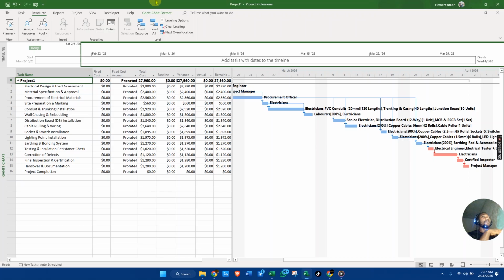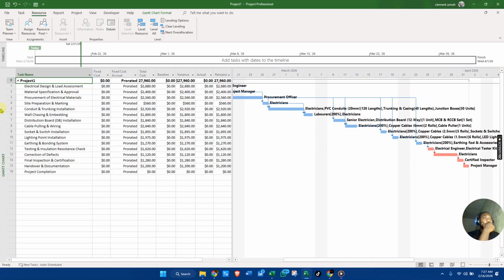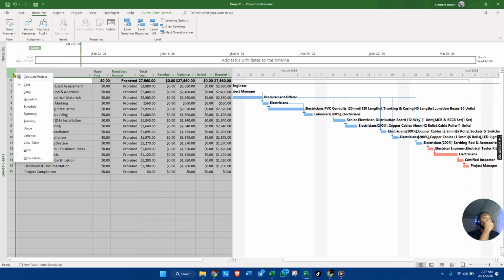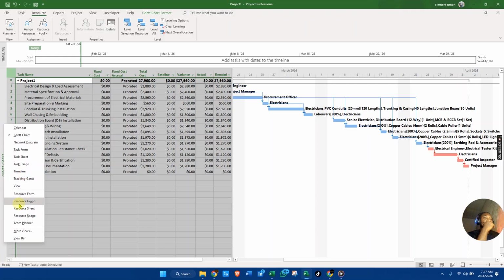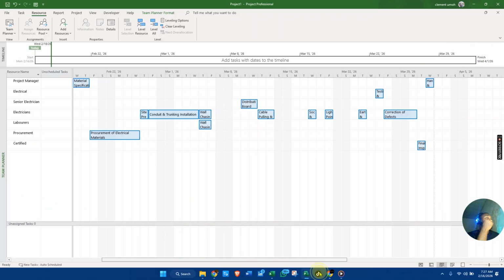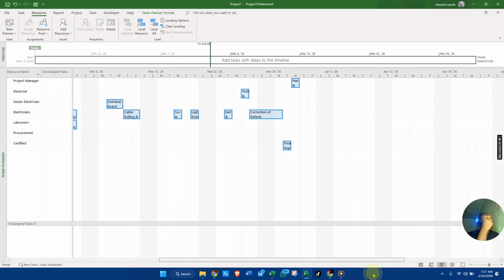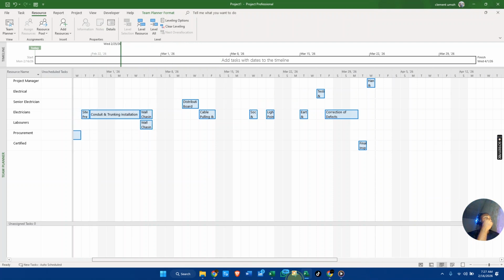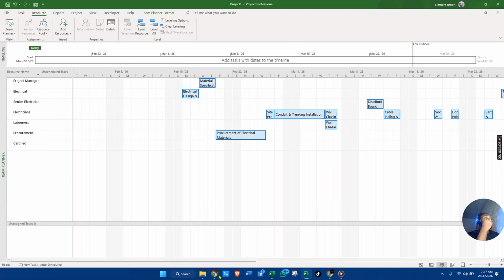So now we're going to look at other screens as well. Look at our tracking. Okay, we're going to talk about the tracking as well. Let's look at our resource sheet, or rather team planner. These are different team planners, showing how each of these activities has been assigned to individuals, and the dates. Do you understand?